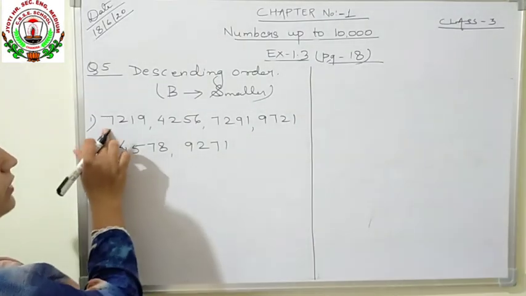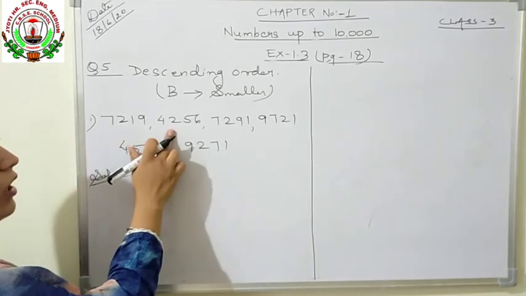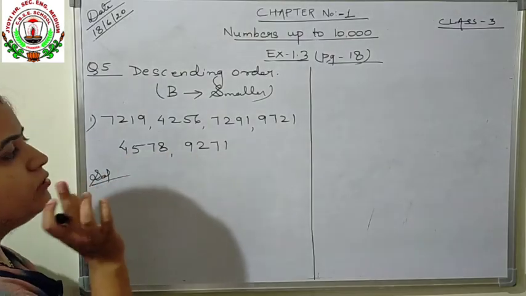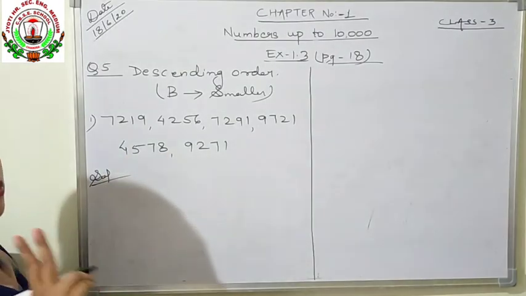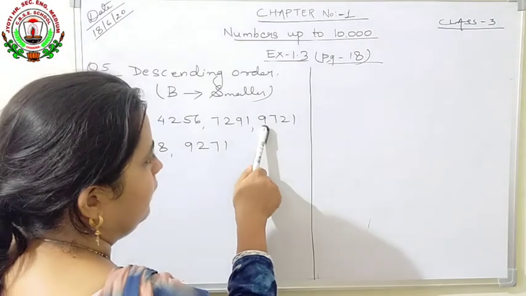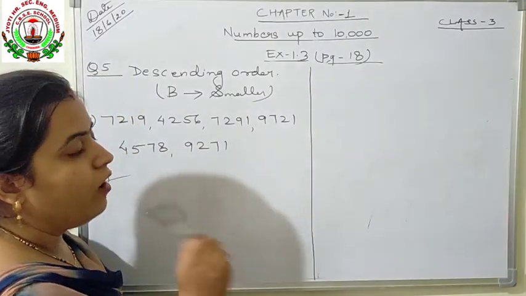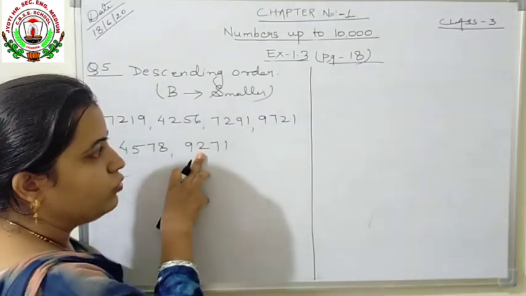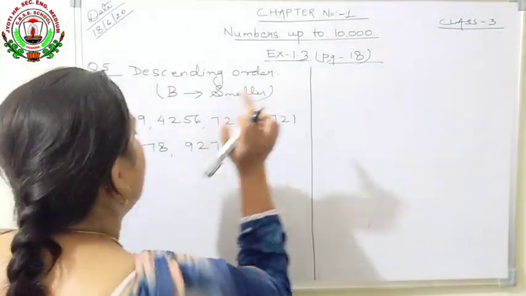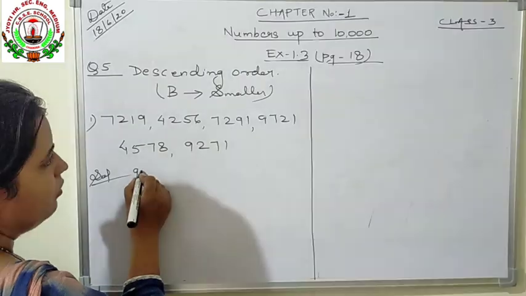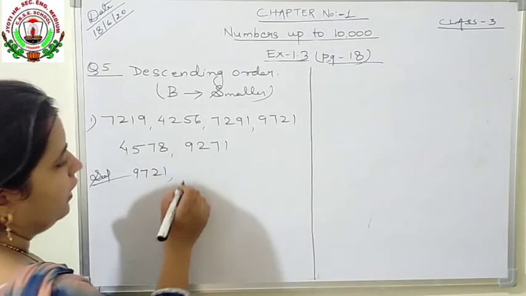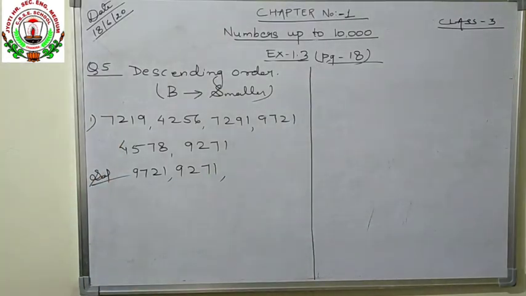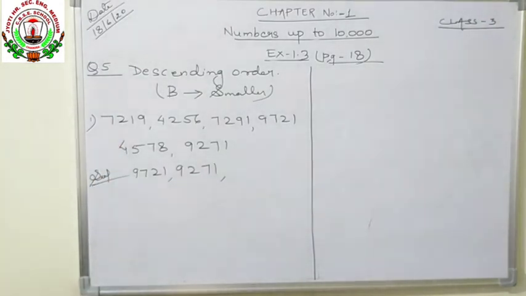Here it is 7,000, 4,000, 7,000, 9,000, 4,000 and 9,000. So 9,000 is greater and we have two 9,000s numbers. Now we will compare the 100s position. Here it is 700 and here it is 200. So which one is greater? 700. So this number we will write first: 9,721, then 9,271.